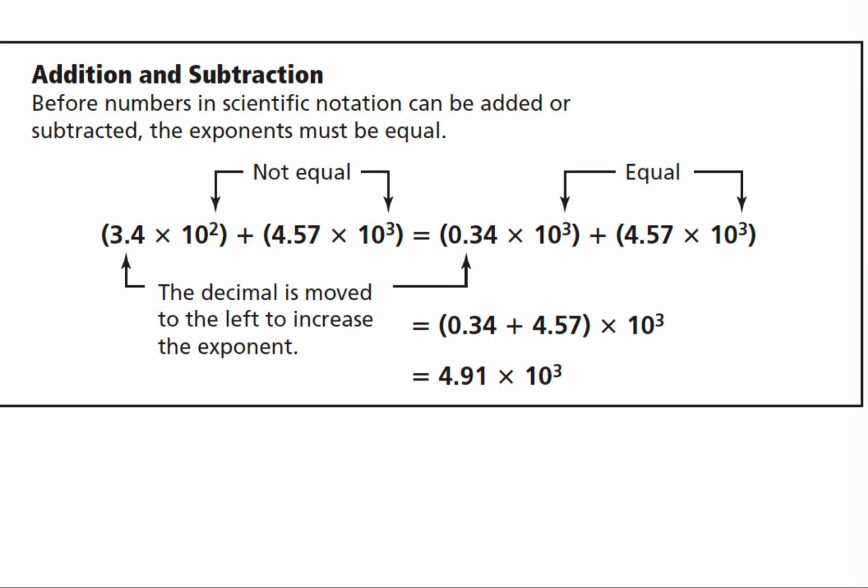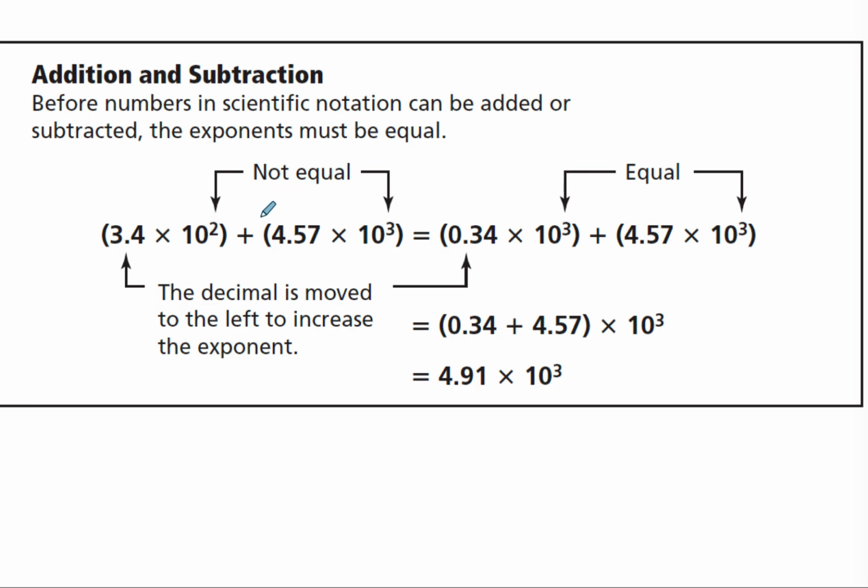For our rules for addition and subtraction, before numbers in scientific notation can be added or subtracted, the exponents must be equal. That's kind of like when you're adding or subtracting with decimals and you have to line up the decimal places. In order for our place values to be lined up, both of our exponents have to be the same. So for example, here we have 10 to the second power and 10 to the third power, and it's not equal. So you have to adjust one of them, and it doesn't really matter which one you do.